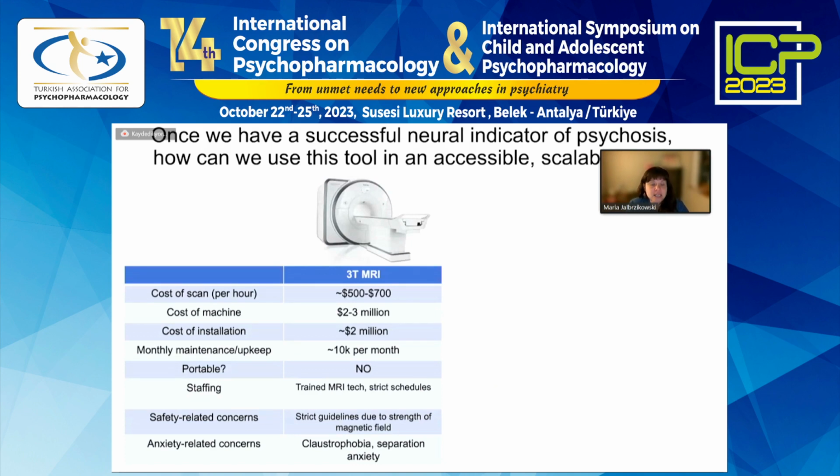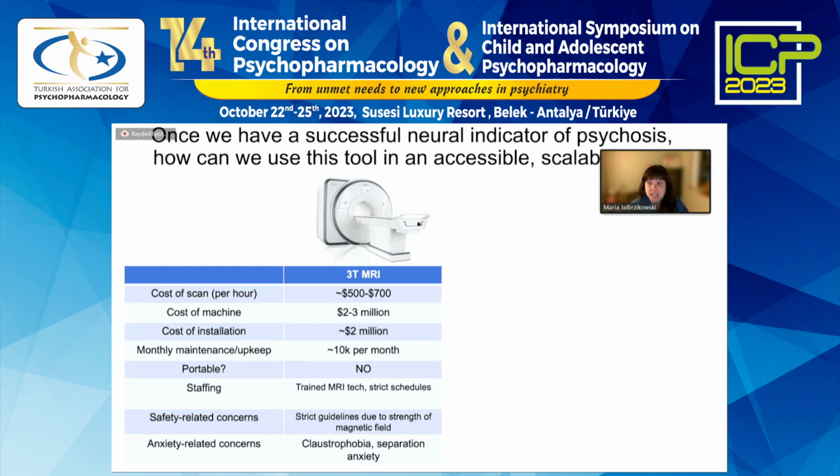MRI scans are very expensive. People must come to a specialized center. There are a lot of safety concerns associated with it. And research participants are often samples of convenience. So we really need to find additional ways to reach underserved communities. It's also been shown through multiple other instances of pediatric care that risk factor measurement is most effective when it's performed in a community clinical setting.